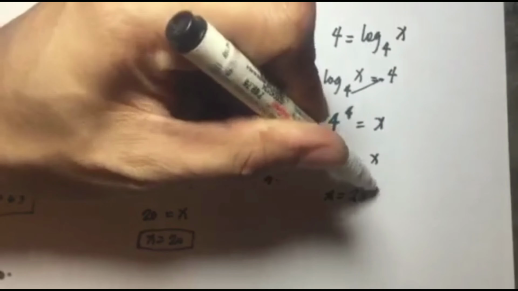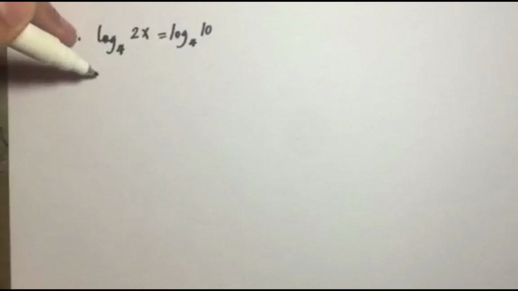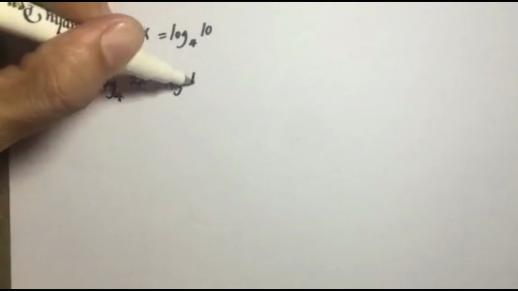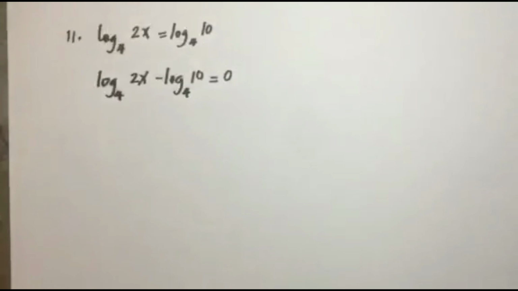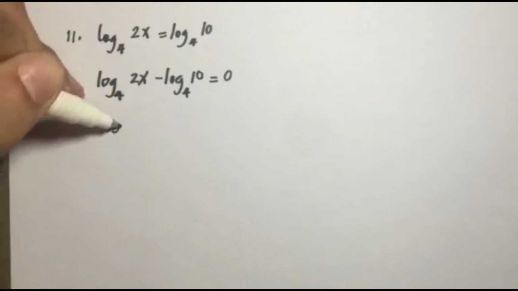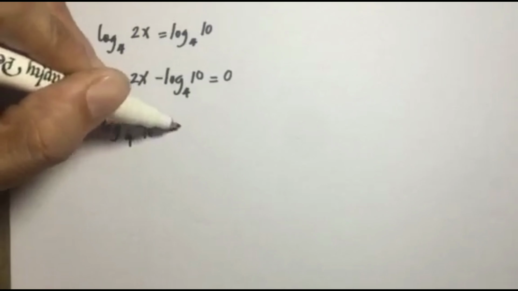Okay? Okay, so let us now solve the questions number 11 to 15. Number 11 muna. So, the given here is logarithm of 2x to the base of 4 equals logarithm of 10 to the base of 4. So, dito pwede nating i-apply yung quotient rule. Pero ilipat muna natin. So, magiging logarithm of 2x to the base of 4 minus logarithm of 10 to the base of 4 equals 0. So, ito, separated by subtraction and same bases naman, pwede na natin siyang gawing logarithm of 2x over 10 to the base of 4 equals 0.